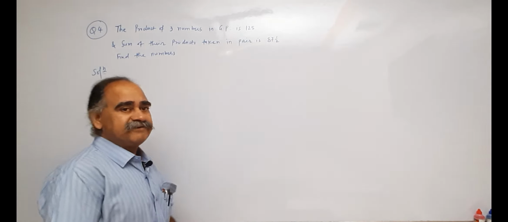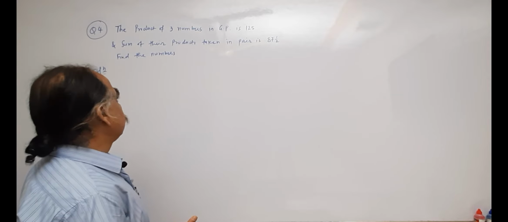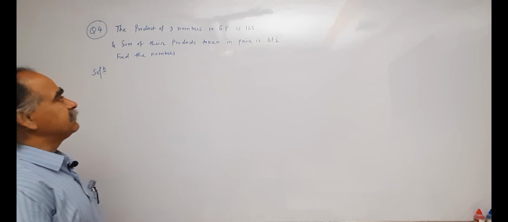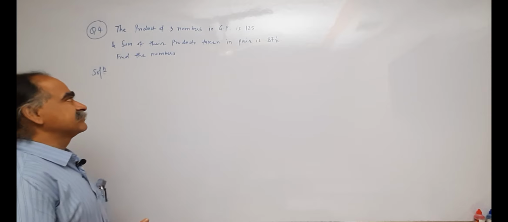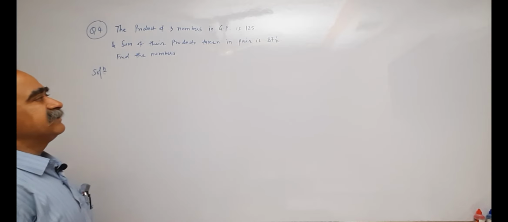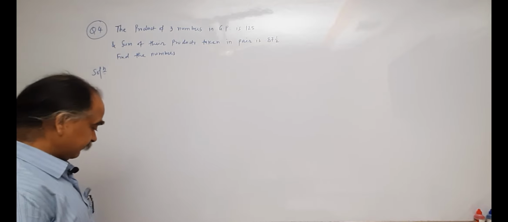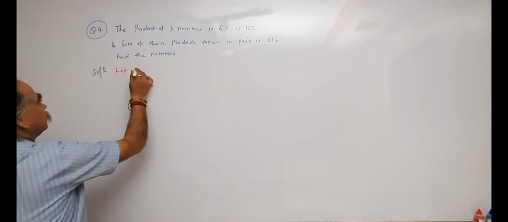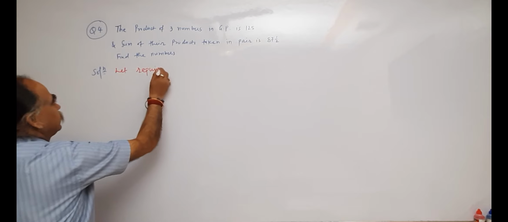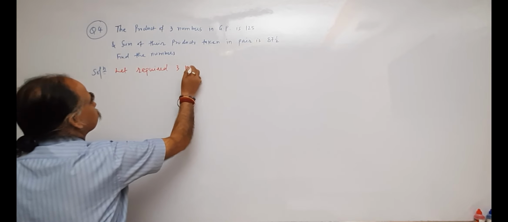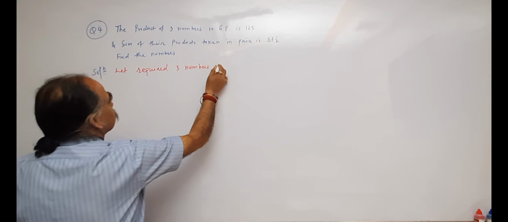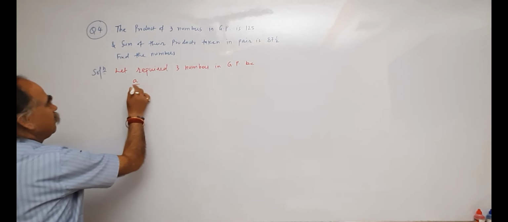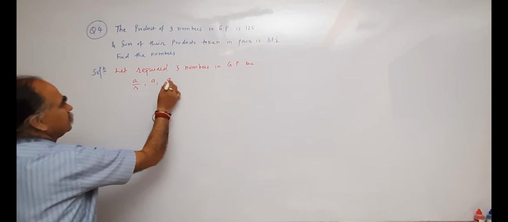Last time we started problems on geometric progression, and in that series only we are continuing. This is problem number 4. The product of three numbers in GP is 125 and the sum of their products taken in pairs is 87.5. Find the numbers. Let the required three numbers in GP be a upon r, a, ar.